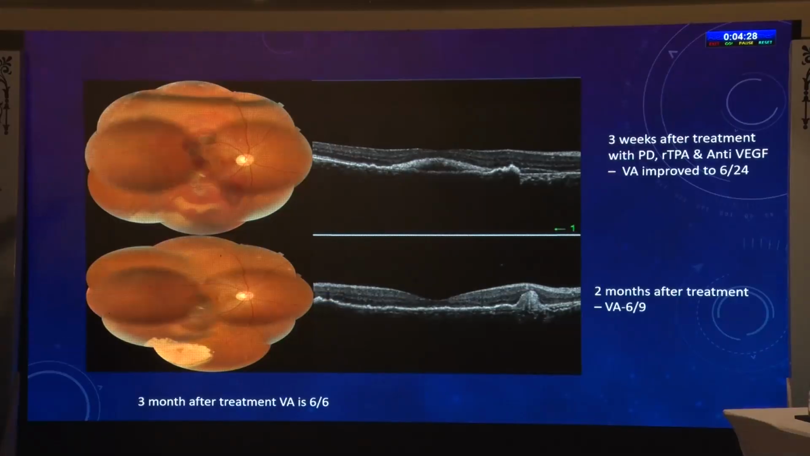This is the picture after 3 weeks. This is 2 months, and after 3 months, we gave a loading dose of intravitreal injection as well after the intravitreal tPA, and at 3 months it was 6/6.